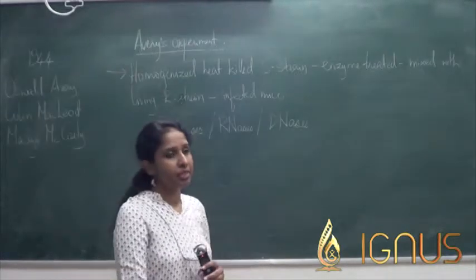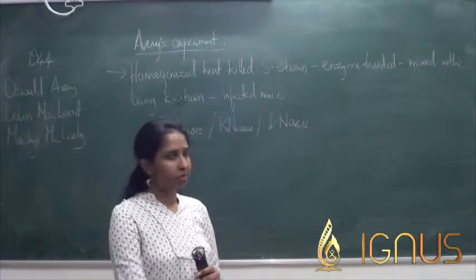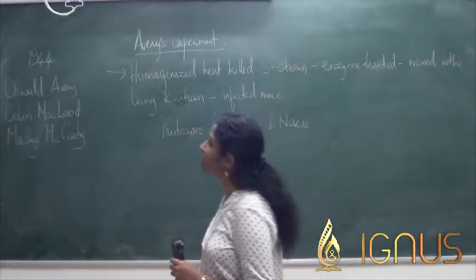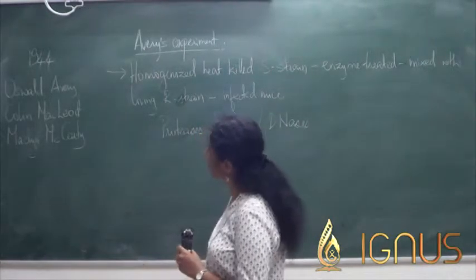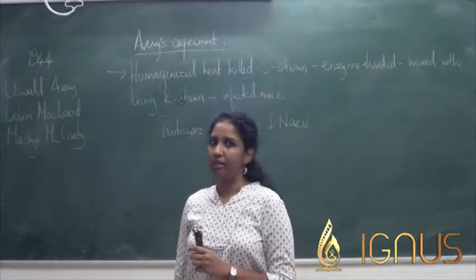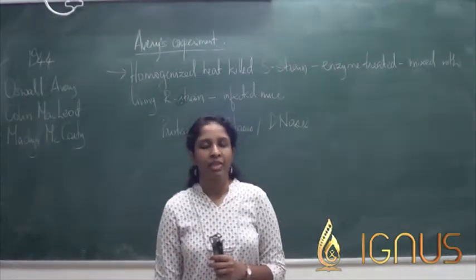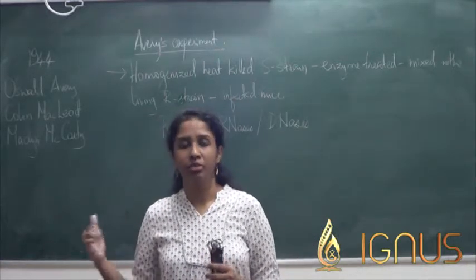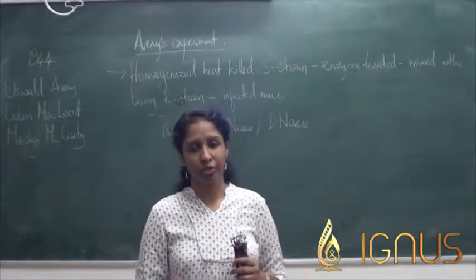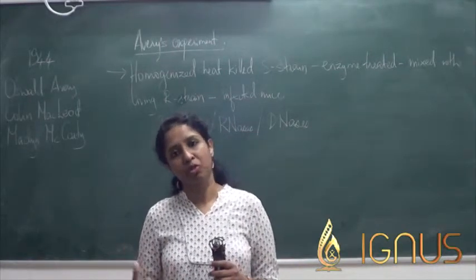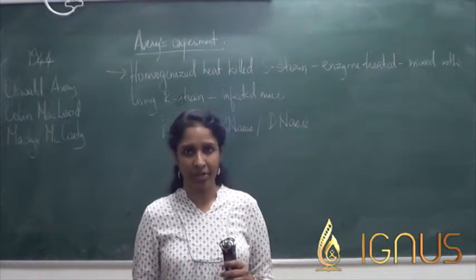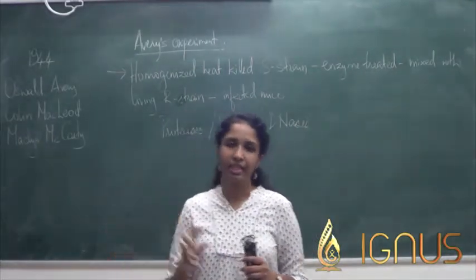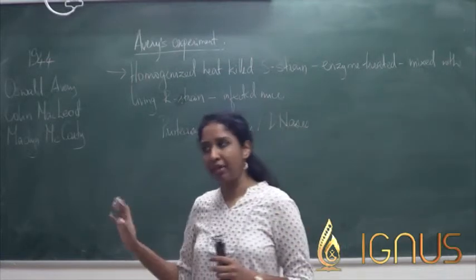The next experiment that was carried out after Griffith's experiment was the Avery's experiment. Avery's experiment was carried out by three different scientists, Oswald Avery, Colin MacLeod and Maclyn McCarty, and in the year 1944. Now Avery's experiment is a continuation of Griffith's experiment because he used the same Streptococcus pneumonia strains. So he used the Streptococcus pneumonia strain S and R, and he used the same method like Griffith, that he heat killed the S strain, but after that it differs.